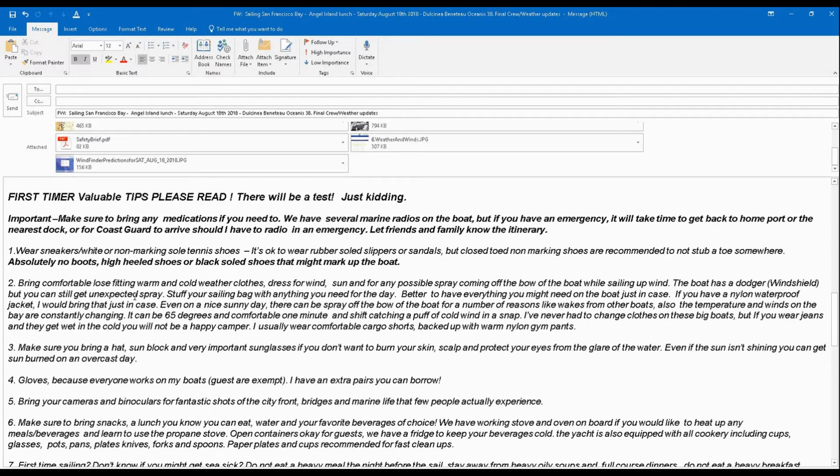Also, the temperatures and winds in the bays are constantly changing. It can be 65 degrees and comfortable one minute and shift, catching a cold puff, in a snap. So give them information on that.